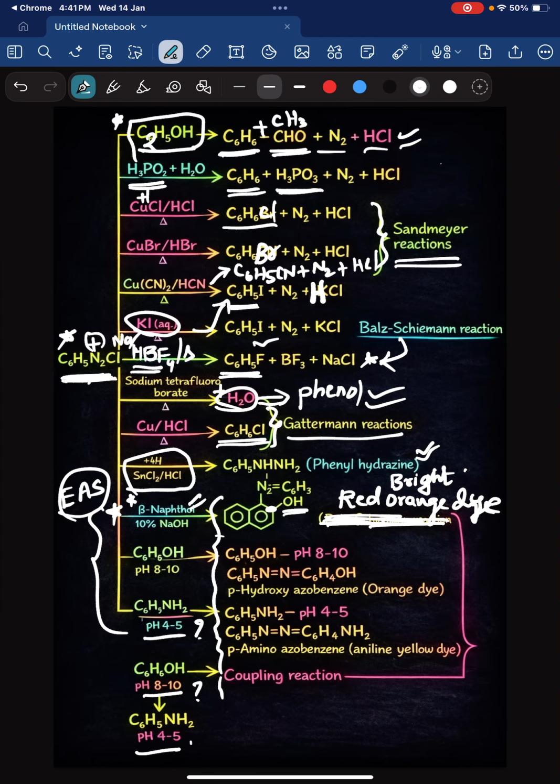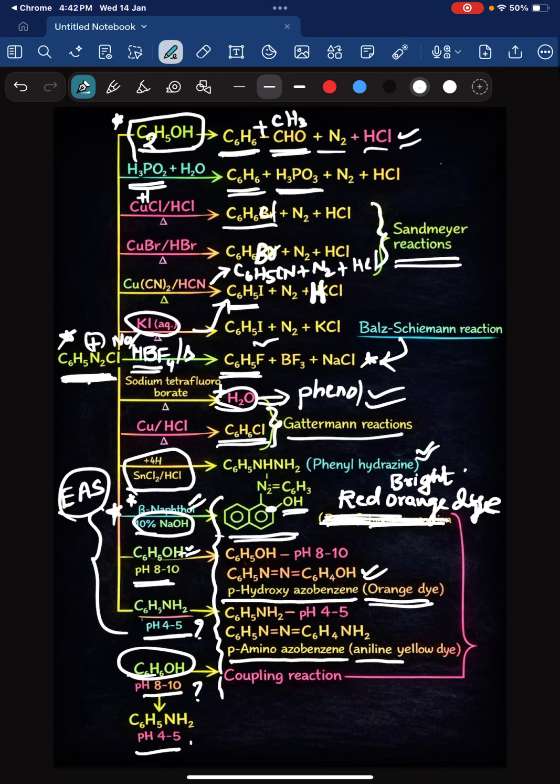So here beta naphthol gives bright red orange dye. In the presence of basic medium, phenol with benzene diazonium chloride needs a pH value of 8 to 10 to get the respective para hydroxyazobenzene. It is an orange red dye. And coming to aniline, the same reaction with aniline, at a pH value of 4 to 5, gets the para amino azobenzene. This will be a yellow color dye.